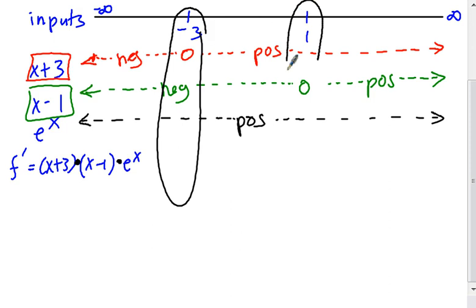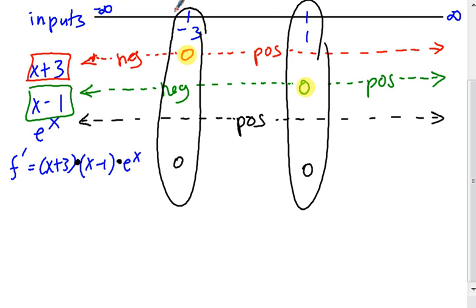Here are the critical numbers I'm singling out. And obviously if any one of these things is 0, then the whole product becomes 0. There we go. Again, this critical number has one of the factors 0, so the product is 0. And now we'll do the in-between stuff.